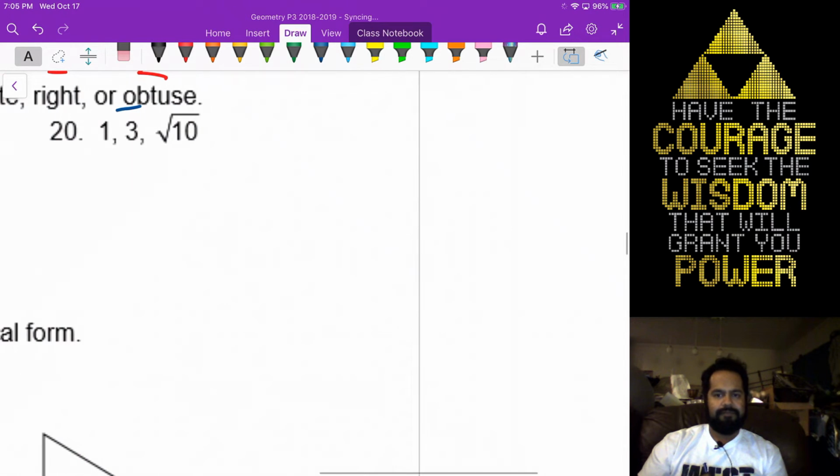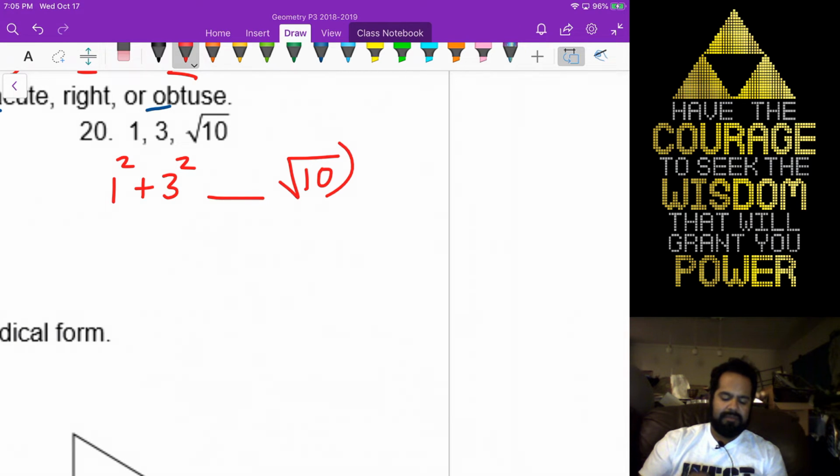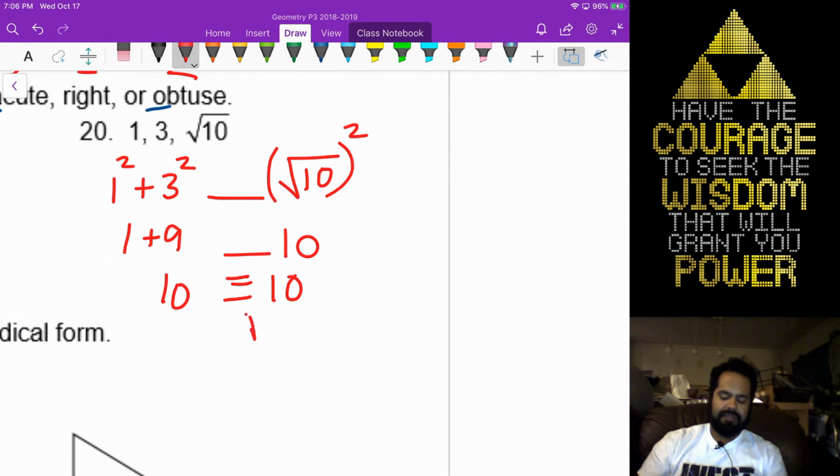Number 20, got to do that Pythagorean theorem. We're going to check. Is this going to give us a different one? Square root of 10 squared, that's going to be just a nice old 10. And would you look at that? 10 equals 10. So therefore this is a right triangle.